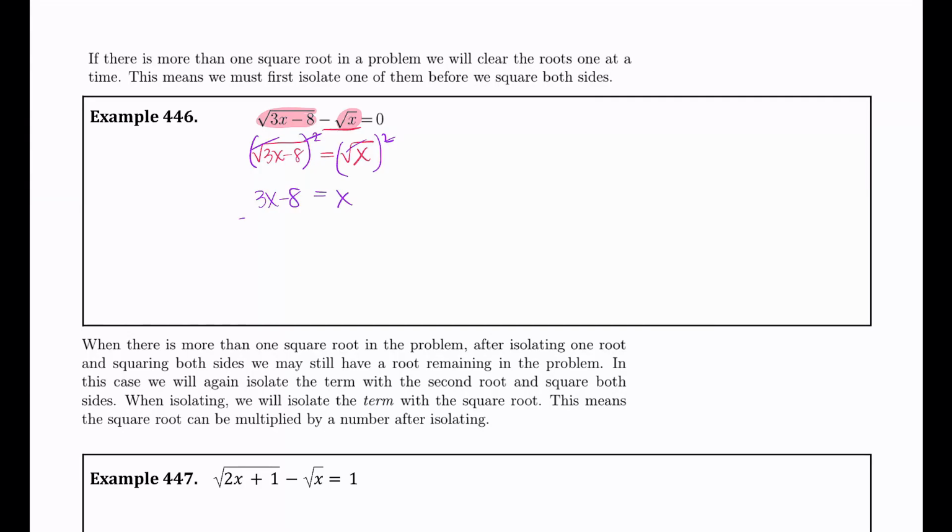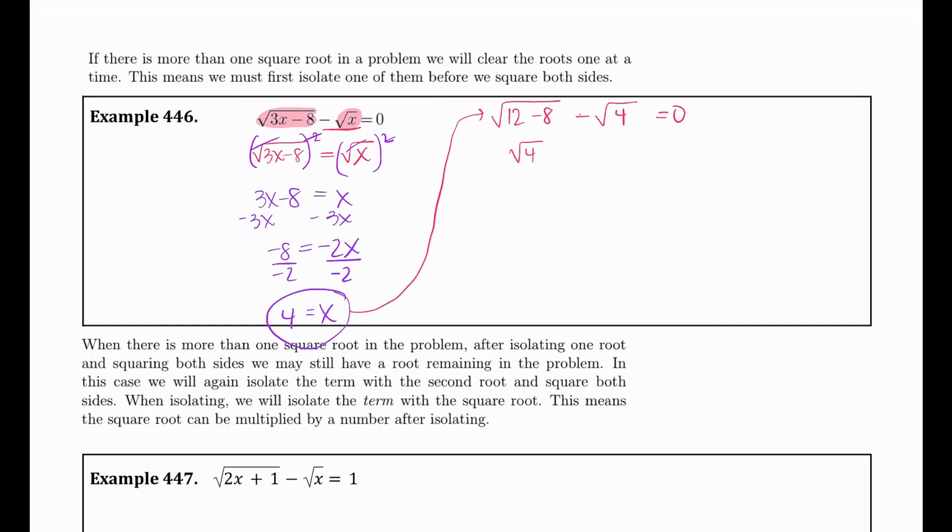If we move our x's to the right side, I get negative 8 equals negative 2x. If I divide by negative 2, I get x equals 4. We're going to plug this back into our original equation and just check it. To check it, I'm going to have the square root of 4 times 3 is 12 minus 8 minus the square root of x, or the square root of 4, equals 0. All right, we get the square root of 4 minus square root of 4 equals 0, or 2 minus 2 equals 0, which is true. So that is a solution.